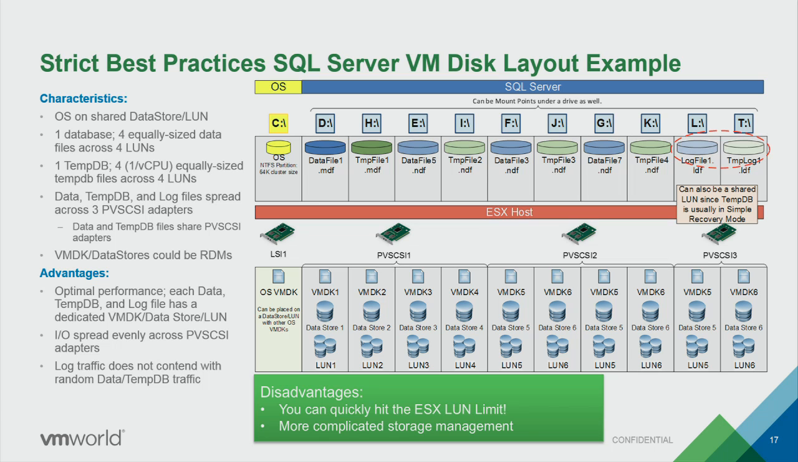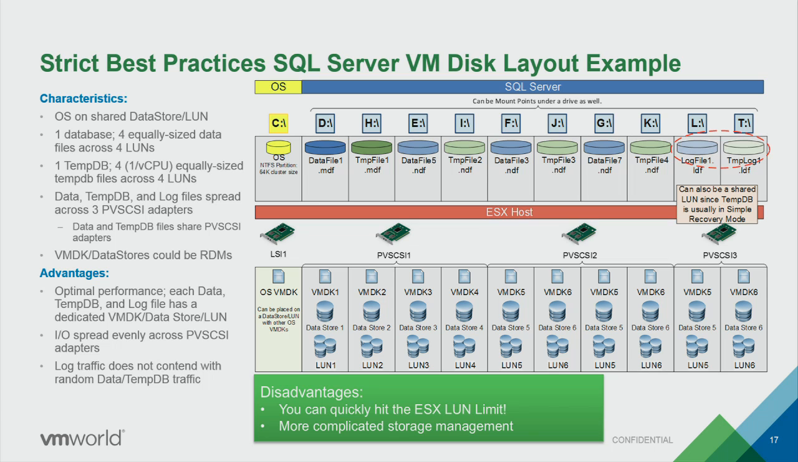Yeah, because not only is this SQL VM using 10 LUNs here, but it's sitting on an ESX host that's using other LUNs, and every ESX host in that cluster is using other LUNs, and so next thing you know, you're going to run into the 256 LUN limit. So if you want to reduce the number of LUNs, we'll look at that on the next slide. But I do want to point out a few principles that we used here. Now, this is strict best practices. Most folks don't do this, but we're just trying to show what the best practices would look like.